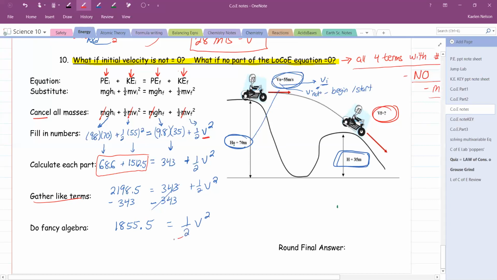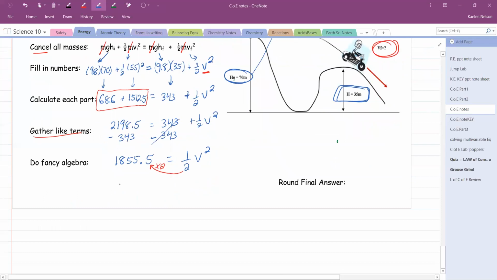To remove the half, if we're dividing on one side, when I bring it to the other, I want to multiply. So my equation there would be 3711 equals v squared. And again, last step, take the root of both sides, and you will find you get a velocity of 61 meters per second, which is equal to my final velocity. It's actually 60.89, I believe, so we're going to round that up. Rounded final answer right there, sorry, 61 meters per second.